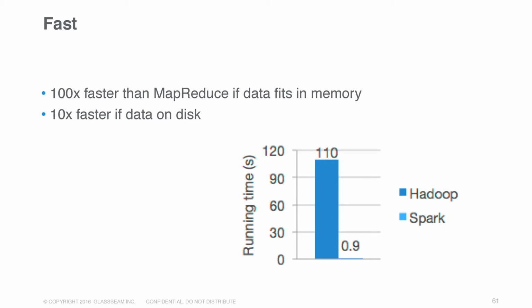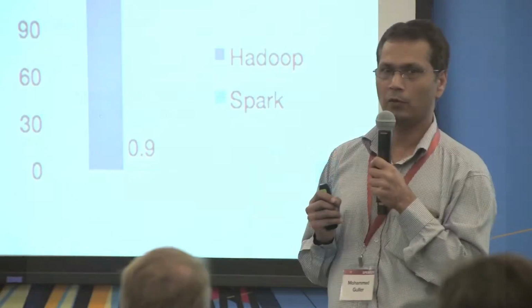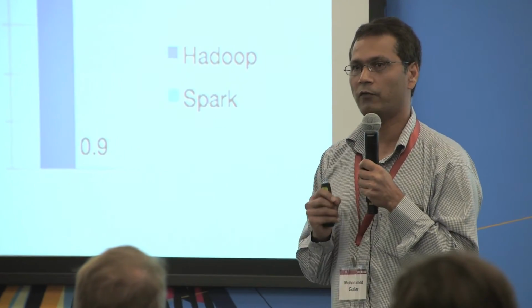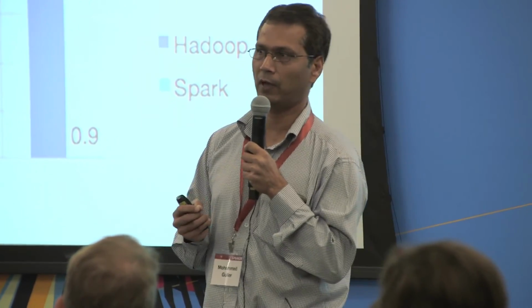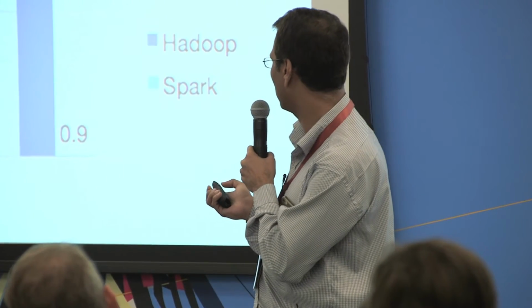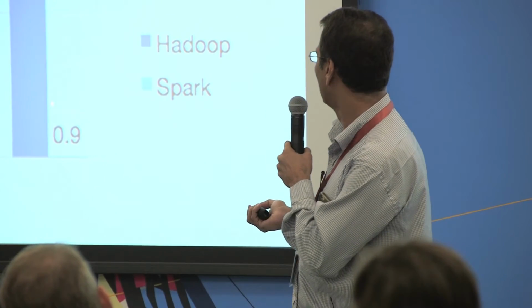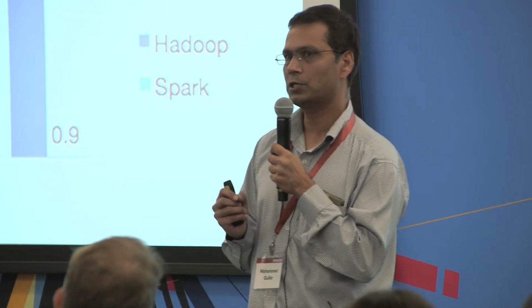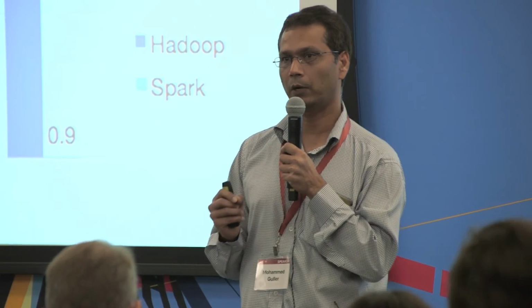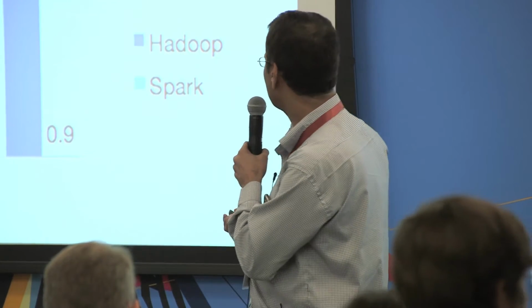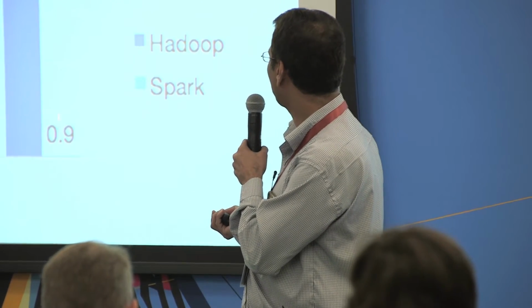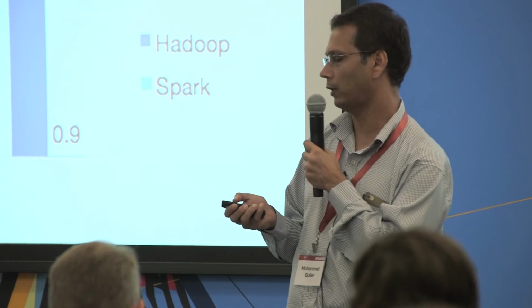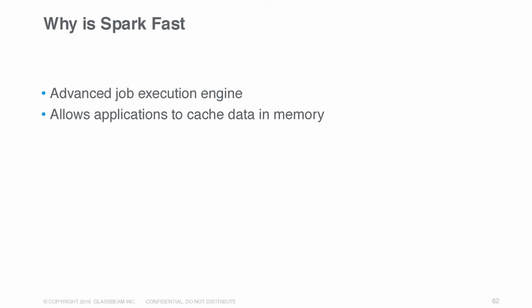So let's talk about the speed angle first. If your data can fit in memory, Spark can be up to 100 times faster than Hadoop MapReduce. But even if your data does not fit in memory, it can still be 10 times faster. And I've shown a benchmark here that was done a long time ago, actually. Basically, they ran a machine learning algorithm called logistic regression on both Hadoop MapReduce and Spark. And as you can see, it took less than a second on Spark, whereas on Hadoop, it took almost 110 seconds.